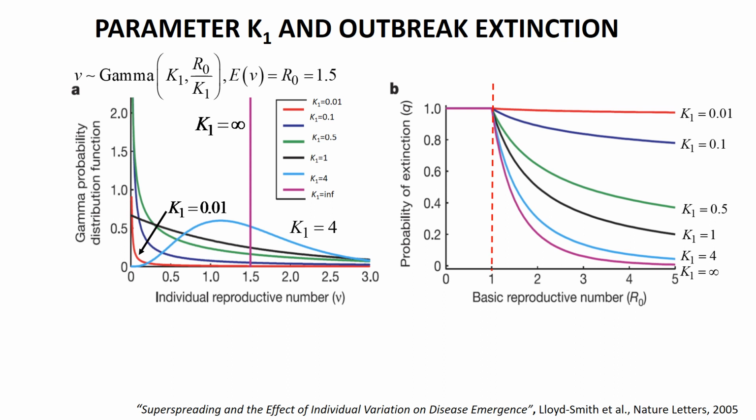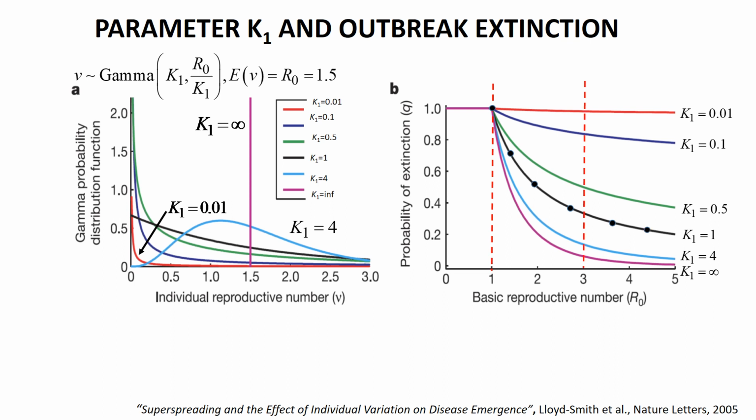Let's take the case where K1 is equal to 1. Let's see what happens as we increase R0. As we increase R0, the probability of extinction decreases, which means it's more likely not to go extinct. The reason is that irrespective of the K1 value, as you increase the basic reproductive number, on average you're infecting more and more people, so it's much more likely that you're not going to get extinction of the virus.